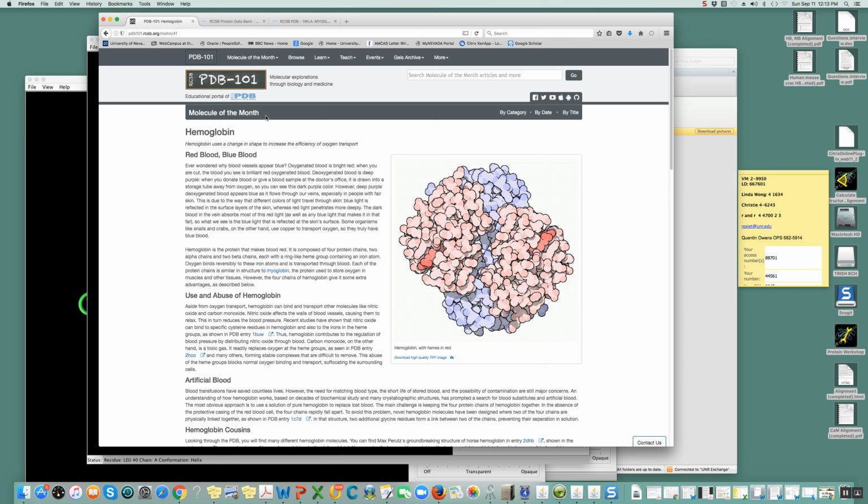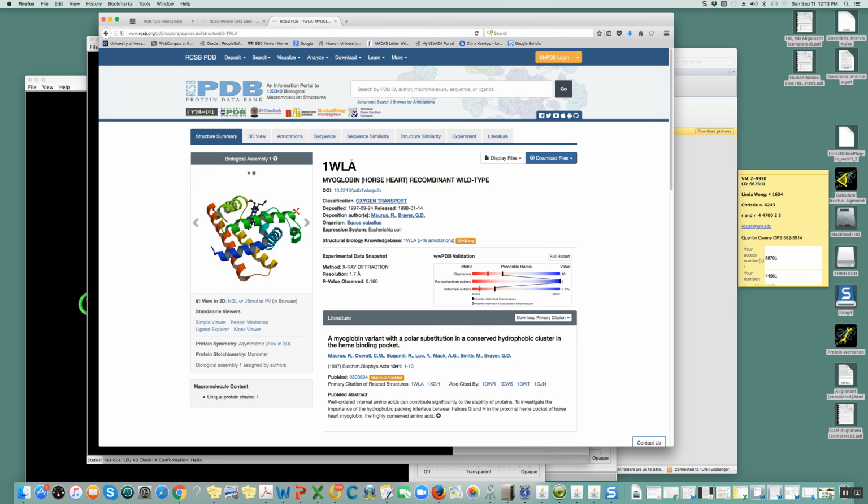Now the two molecules that we're going to compare today are myoglobin and hemoglobin. So let's start with myoglobin. This is just one of the structures of myoglobin that's been deposited here. This particular one is a horse heart myoglobin. And there's all kinds of information. These tabs here provide you with tools to look at the sequence, to search for proteins of similar sequences, to look for structural similarity, and then also a lot of literature about the protein itself.